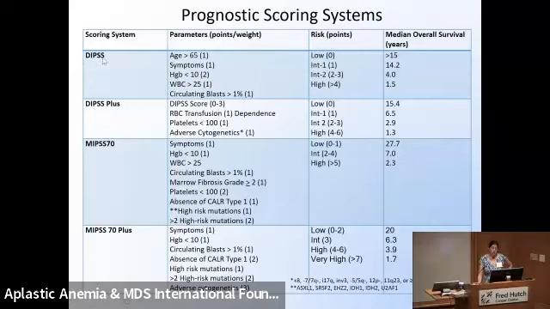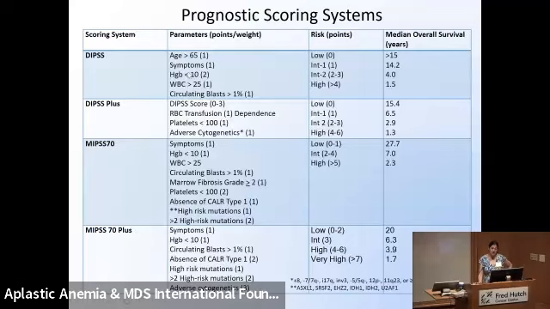We started out with this DIPSS that had these 5, and then that went to the DIPSS plus, and the D stands for dynamic. So every time we look at the score in time, you could have a change in prognosis. I would say over the last several years, we're tending more to use the MIPSS 70 or the MIPSS 70 plus, and there's a 2.0 version.